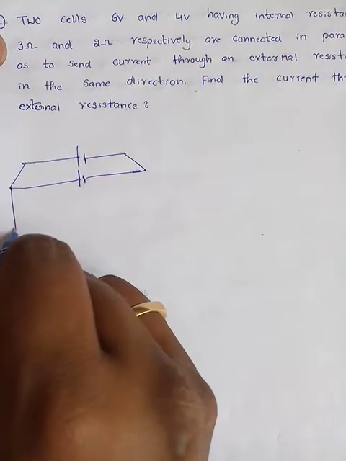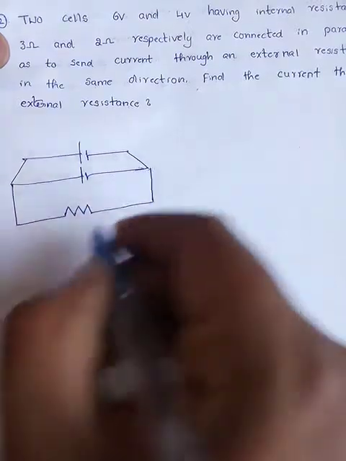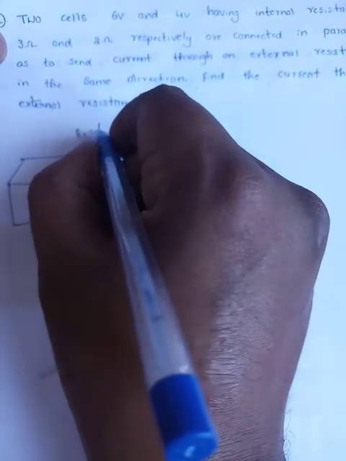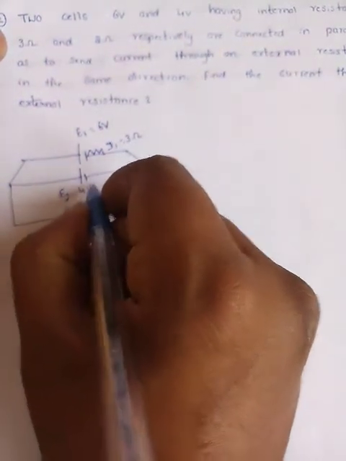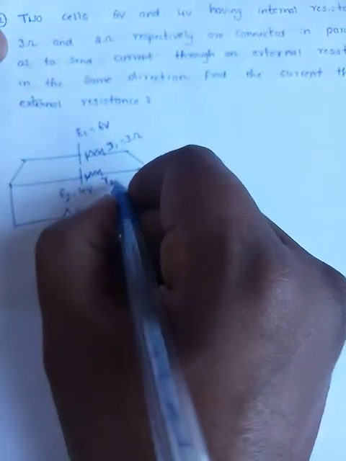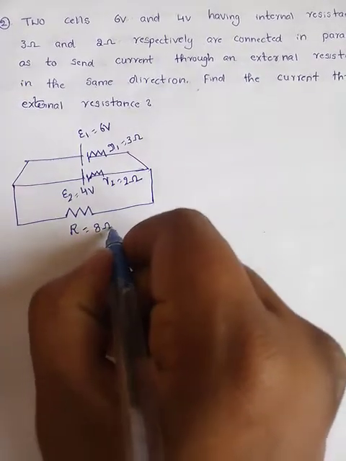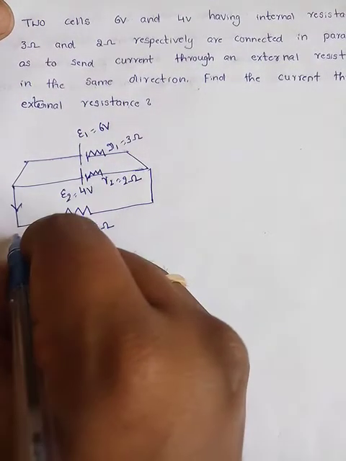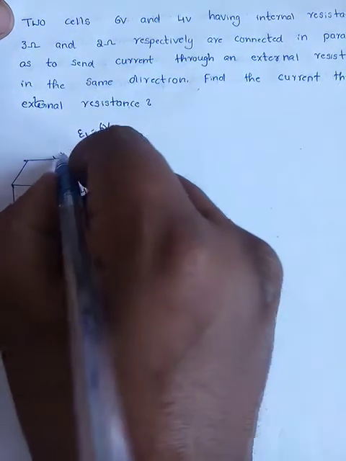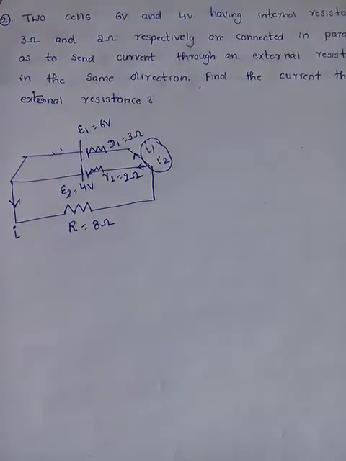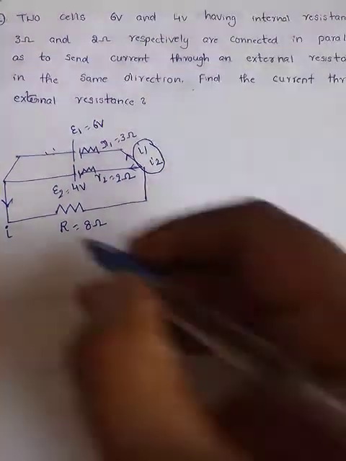So, we connected two cells in parallel and this is connected to an external resistance of resistance capital R. This EMF E1 is how much? 6 volts. R1 is 3 ohms, E2 is 4 volts, R2 is 2 ohms. What about the external resistance? 8 ohms. The current through this branch is I1 and this is I2. They have not asked what the individual currents are, they are asking what is the current flowing through the circuit.